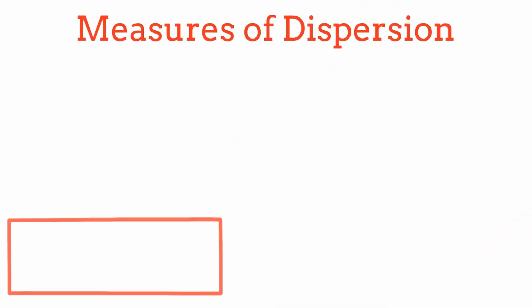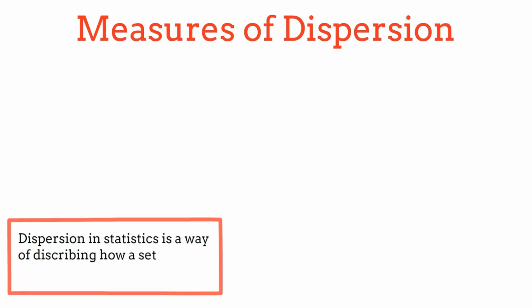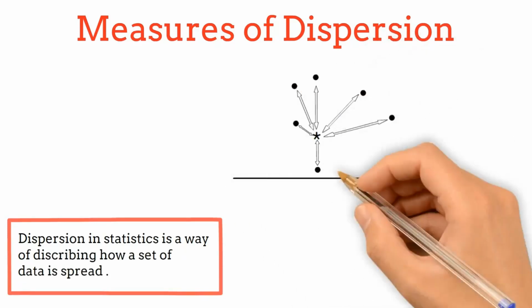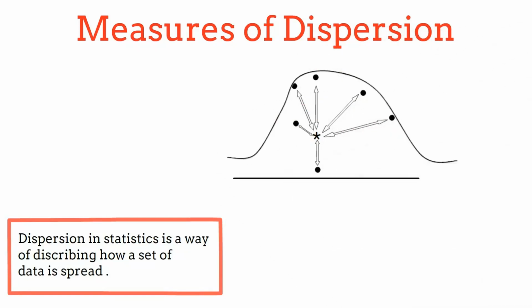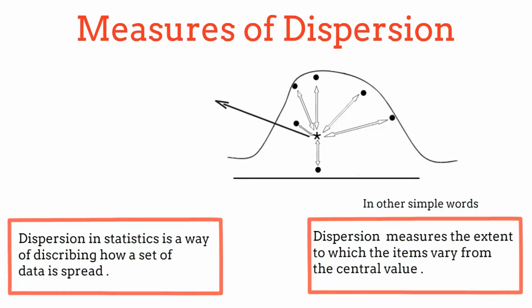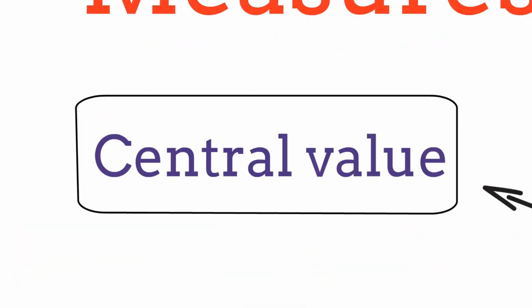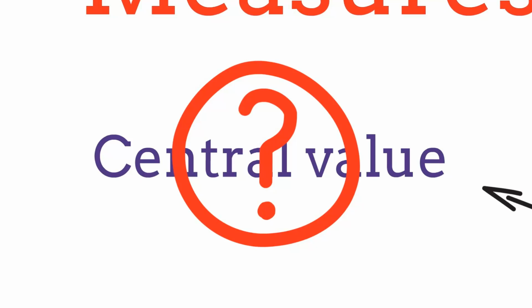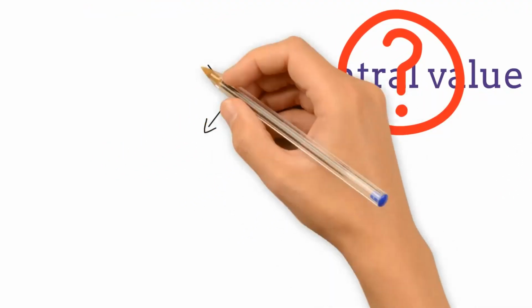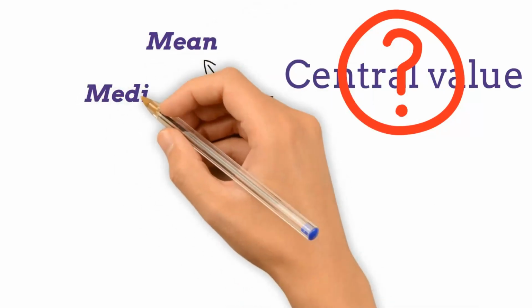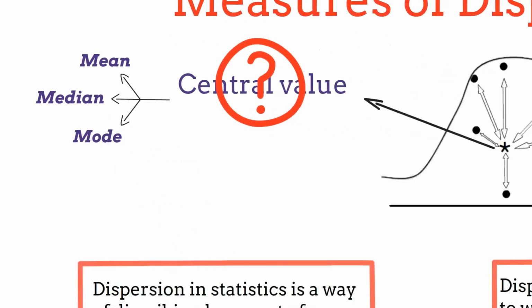Welcome to the fourth part of my statistics series where we are going to discuss the measures of dispersion. Dispersion in statistics is the way of describing how a set of data is spread. In other simple words, dispersion means the extent to which the items vary from the central value. You might ask me, what is central value? Central value or central tendency would have three things: mean, median, and mode.